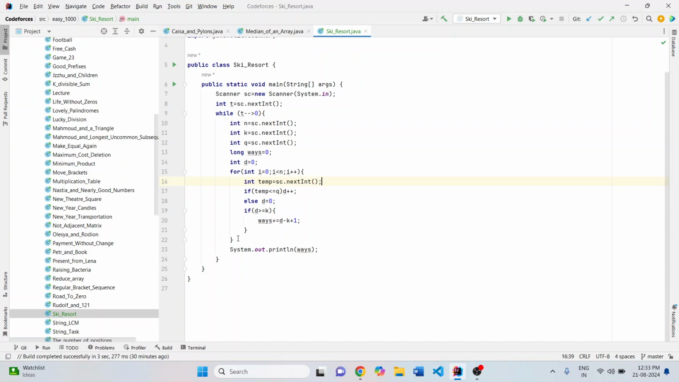And after this loop, our answer would be in ways, and we have just printed it. So this was a simple question and a simple solution. The trick was adding the size of the sliding window to the number of ways. I hope you guys have understood it.